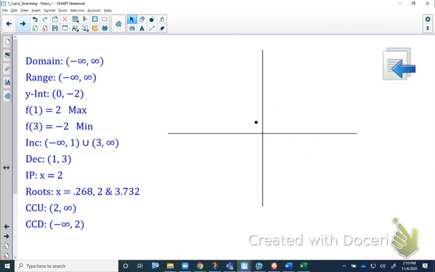Now to find the minimum and maximum, we take the critical numbers of the derivative, and we plug those into the primary function to find where the min and max are. So I have a minimum at -2 and a maximum at +2.